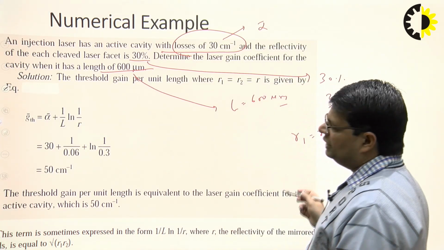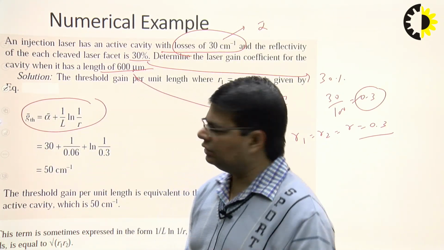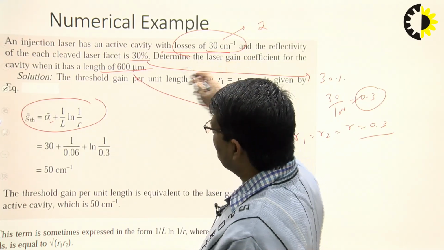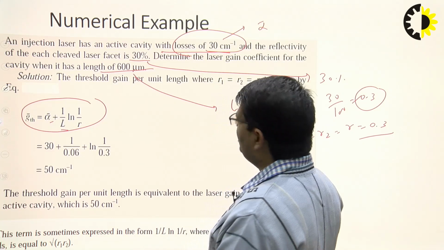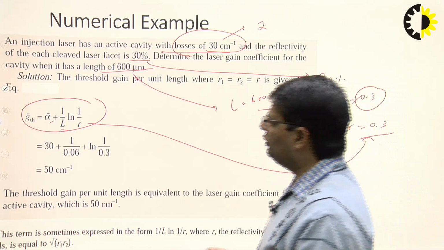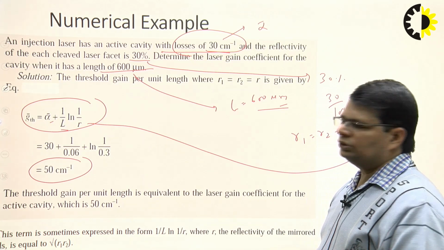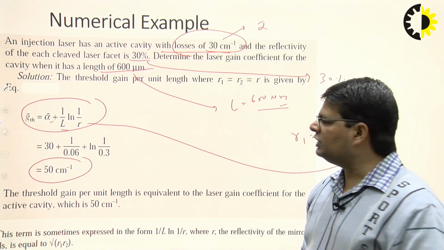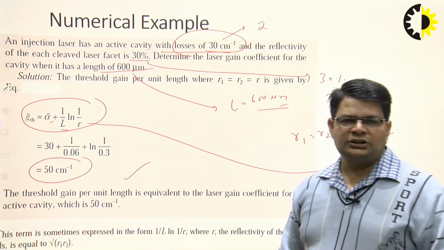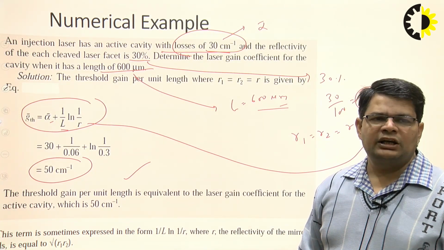Using these parameters from the previous slide, we have the formula for the threshold gain as this one. Putting the value of alpha bar as 30, the length of the cavity as 600 micrometer, and the reflectivity of the mirror as 0.3, we can calculate it as 50 per centimeter. So a minimum gain of 50 per centimeter is required for achieving sustained oscillation by the laser cavity. This is the minimum threshold gain required from the laser cavity.